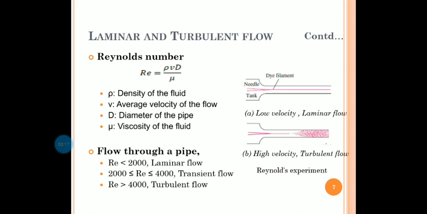Reynolds number can be written as rho v d by mu, where rho is the density of the fluid, v is the average velocity of the flow, d is the diameter of the pipe, and mu is the viscosity of the fluid.